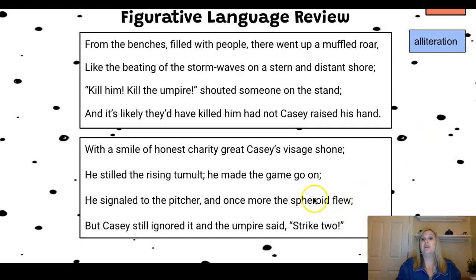So here's spheroid, just like the sphere we read in the last stanza, okay? So now I want you to label a simile and alliteration. Remember, a simile uses like or as. Alliteration is the repeating sounds. Also, I want to point out, yesterday we talked about repetition. Kill him, kill the umpire. Okay, we have repetition here. And we also have some examples of assonance and consonance. And you already know how to do rhyme schemes, so there's so much in this poem that we've learned about. Pause it so that you can go ahead and label several things.